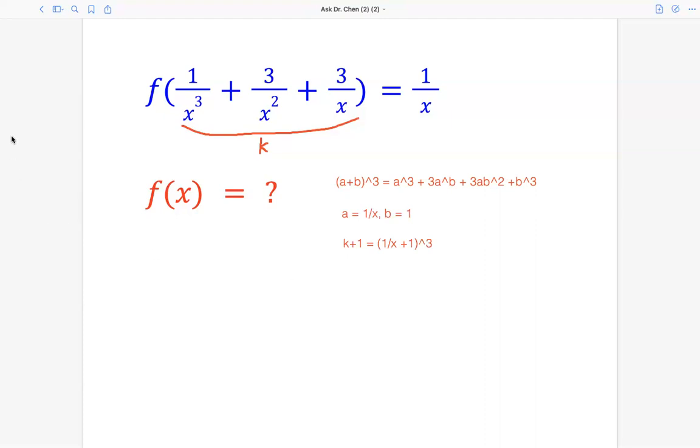Then we can cube root both sides. So if we cube root both sides, on this side we get the cube root of k plus 1. Then the cube root and cube cancel each other. So then move 1. So we have 1 over x. So move 1 to the other side. So we have the cube root, I'm sorry, that's a 3 by the way, of k plus 1, minus 1. Right? So that's 1 over x.